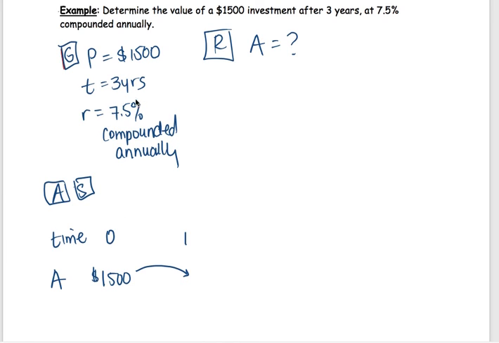Well, you are going to get 7.5% interest here. So let's just write that. I'll put that down here. You're getting 7.5% interest here. So if I calculate that, I'm going to change 7.5 to a decimal.